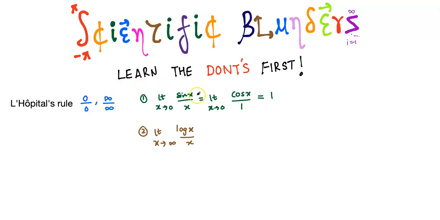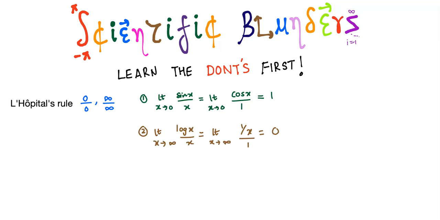So again, L'Hopital's rule says, okay, if it's of the form infinity over infinity, what you do is apply the limit again, but this time you take the derivative of the numerator, which is 1 over x, and divide that by the derivative of the denominator, which is 1. And what is the limit as x tends to infinity of 1 over x? Well, that's 0, right?